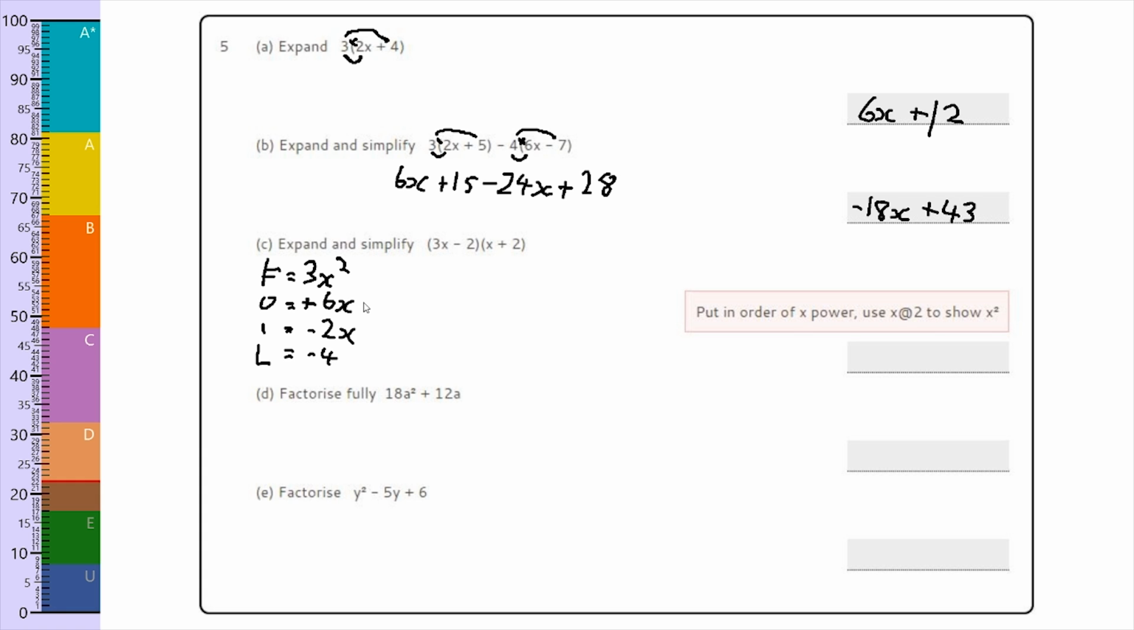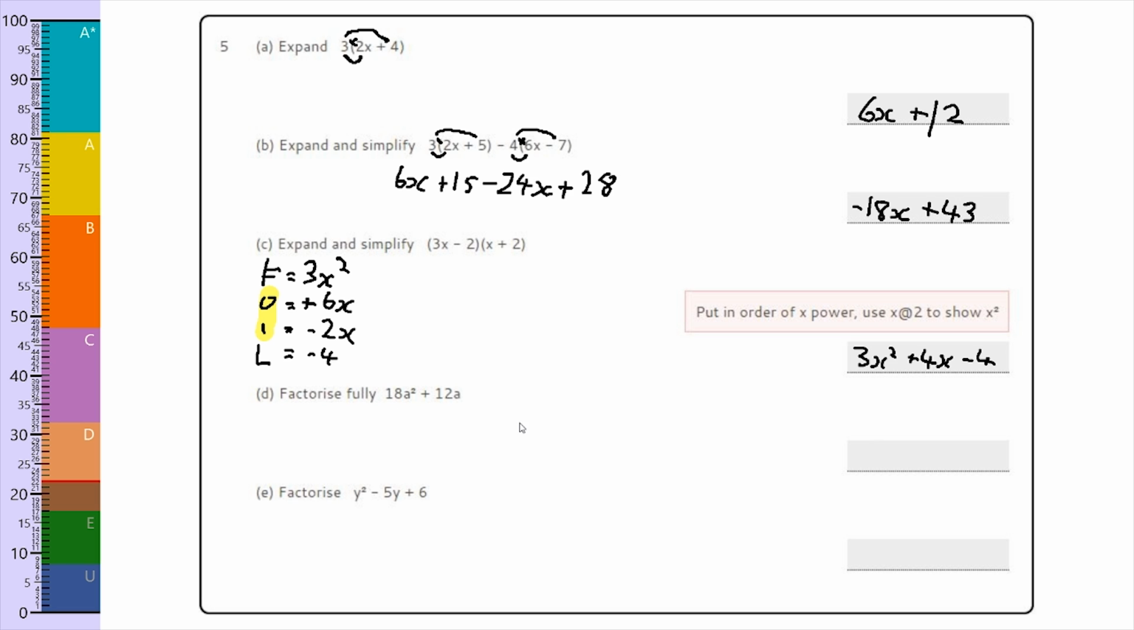Now the 2 that you will normally be able to put together are these 2. Okay, those are the ones you'd normally be able to put together. So 3x squared, 6x take away 2x is going to be positive 4x, and then take away 4.